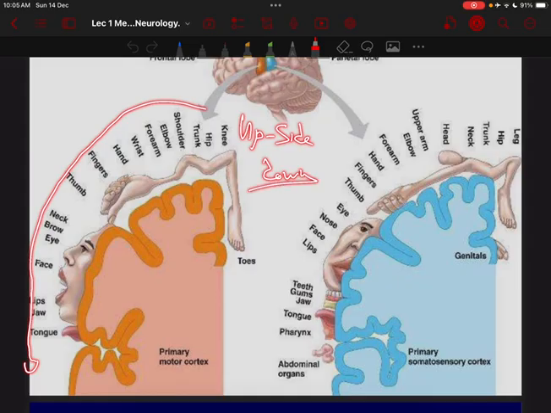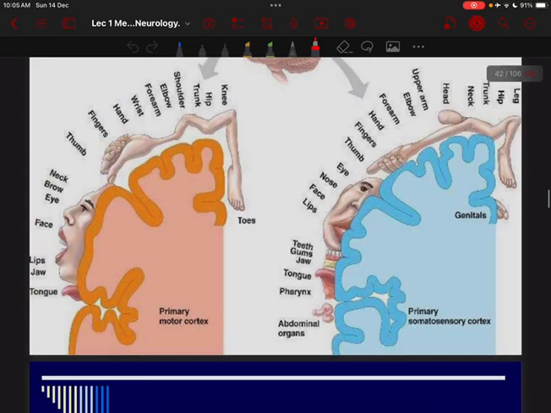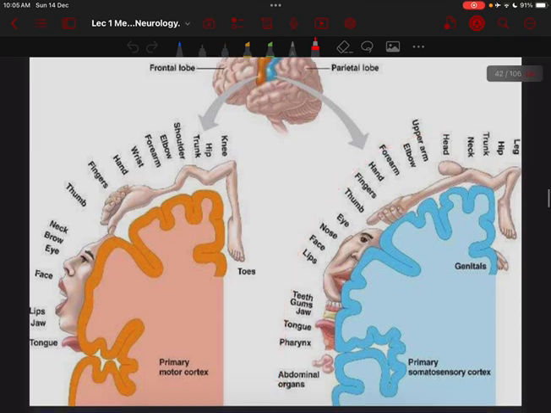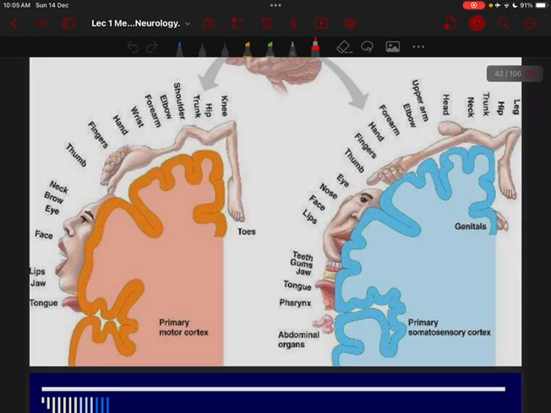Also the sensory area is represented just the same, upside down. So this is the pre-central gyrus, motor area, the brown, and the blue one is the post-central gyrus, the sensory area. Okay.